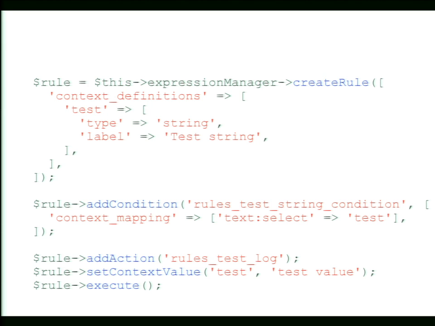Has anybody used the rules API without the interface? We did it quite some time ago. You have used the entity metadata wrapper, and it's just a bit easier, like from the command line.